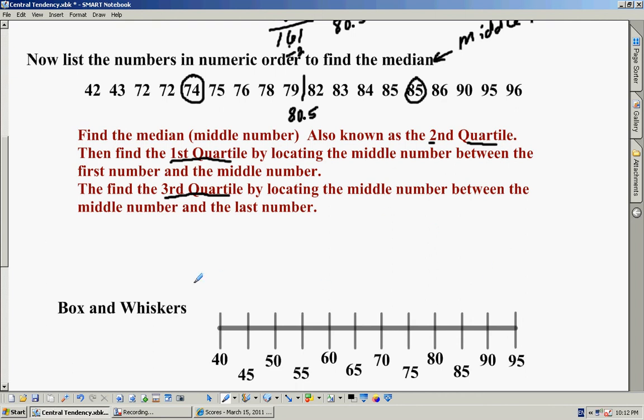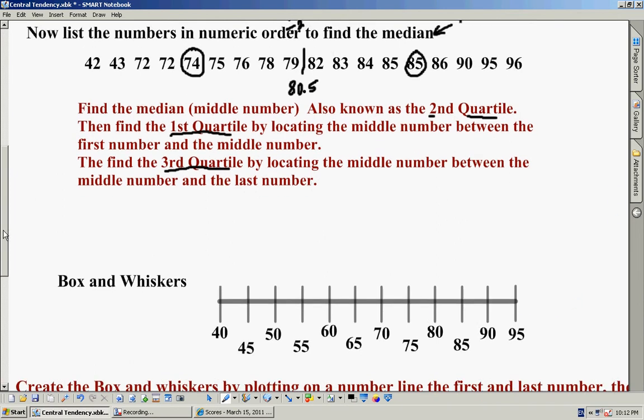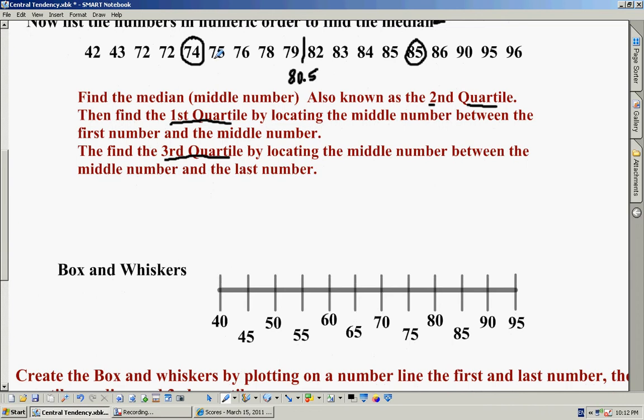All right, so here's what we do. Now, box and whiskers. First of all, create a number line, just like this, with our data. We want our number line to include the first number and the last number that are in our data. And so we need to make this go out a little further so it includes 96. All right, here's what we do. We plot 5 numbers. We plot the first number.